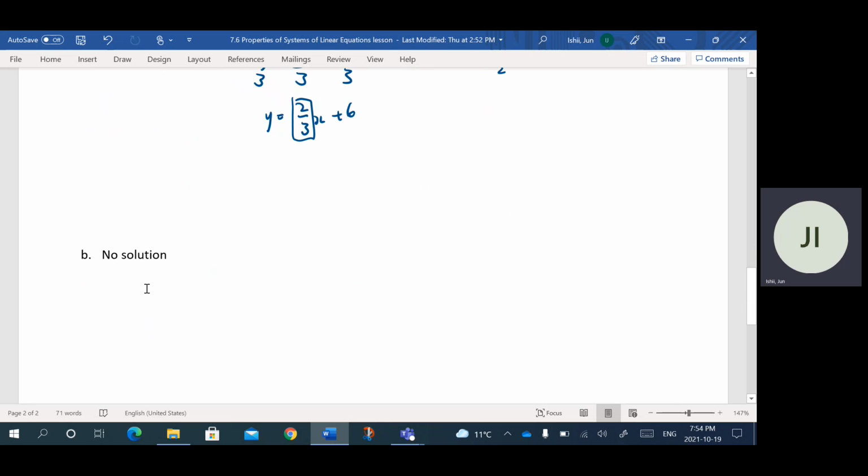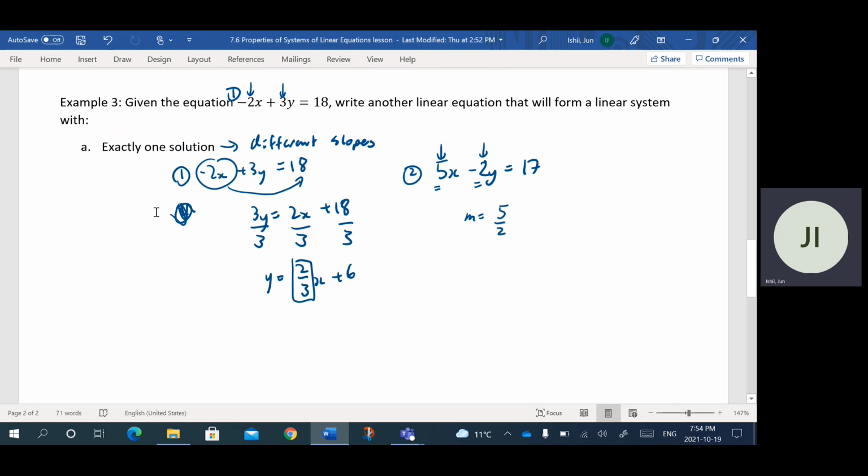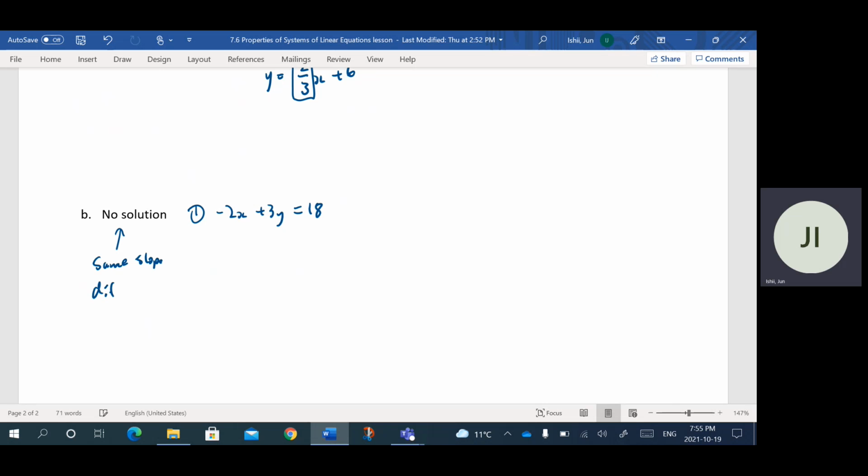All right, next up, no solution. I'm going to need this equation, negative 2x plus 3y equals 18. So how do we get no solution? Well, we'll have the same slope, but a different y-intercept.